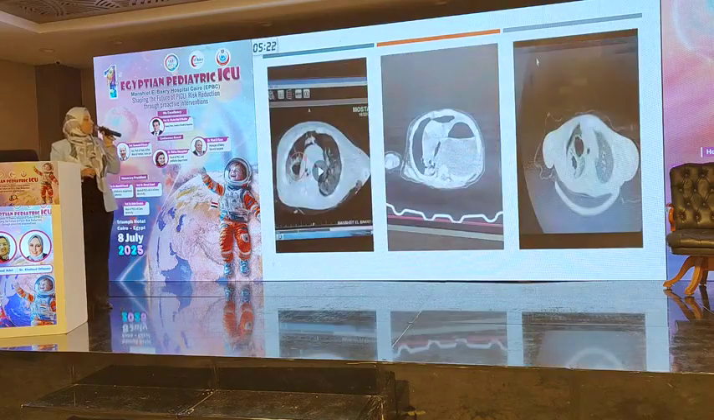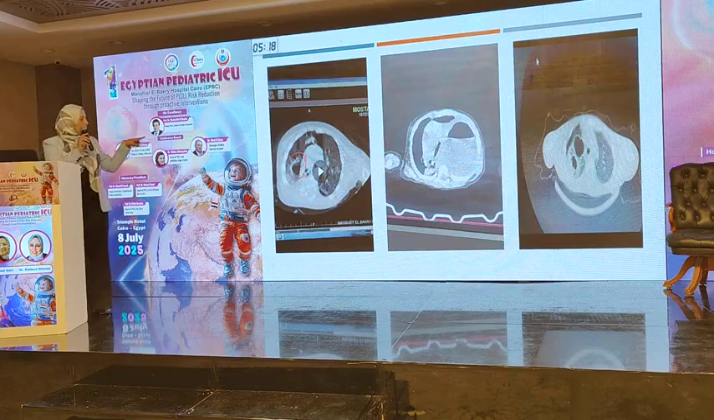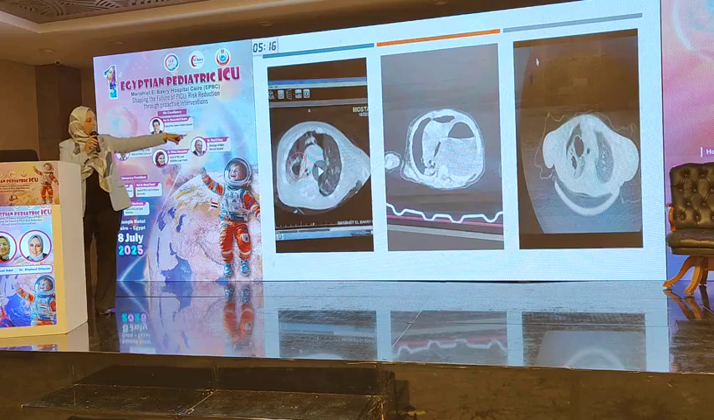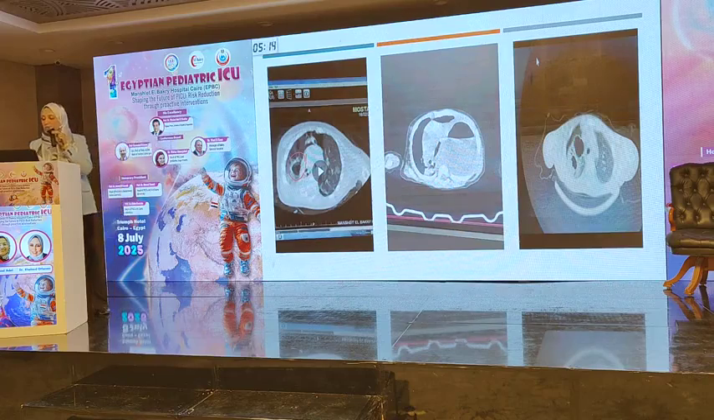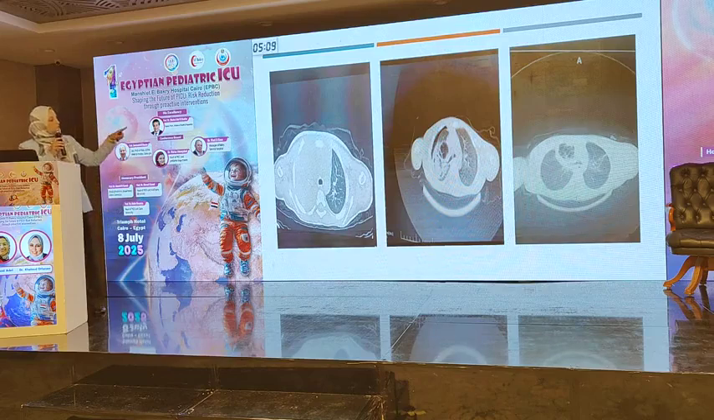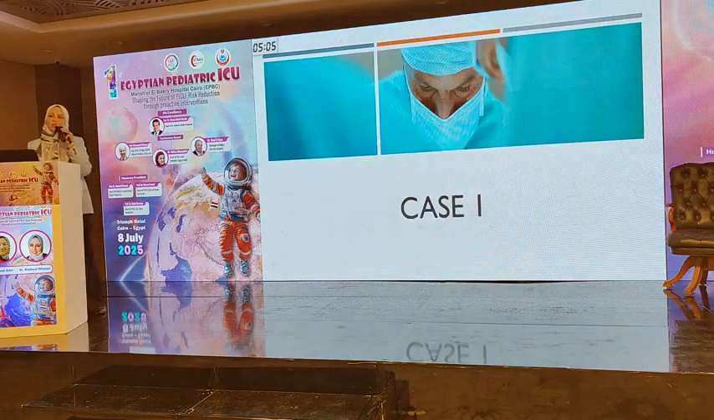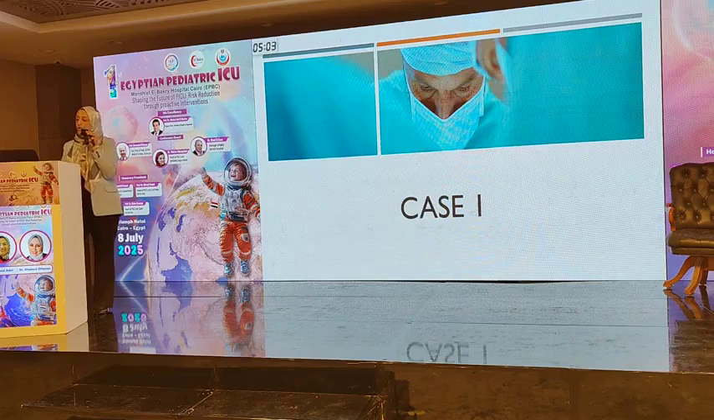These are sections from the CT of our patients showing necrotization with cavitation on the right side of the lung, pleural effusion on the left lung, and severe affection of the right lung, again with necrotization and cavitations. Now we are going to present 2 cases from our PICU.